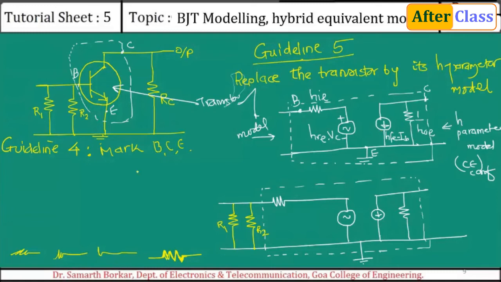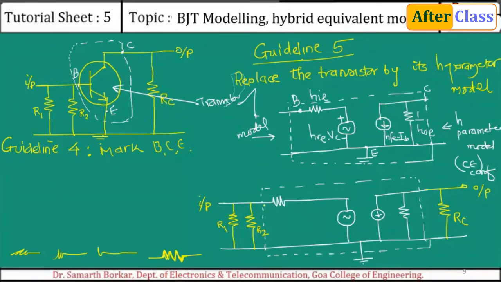And similarly, what else is missing? RC. Here there is a RC. So I have to connect RC here. And output is taken from this terminal. Input is applied to the base. And this completes my circuit with transistor replaced by H parameter equivalent.